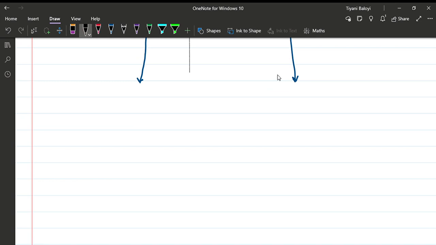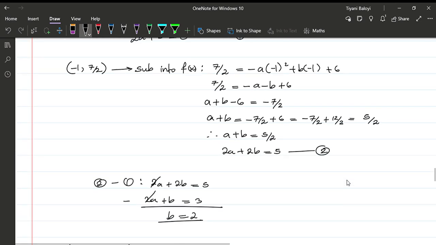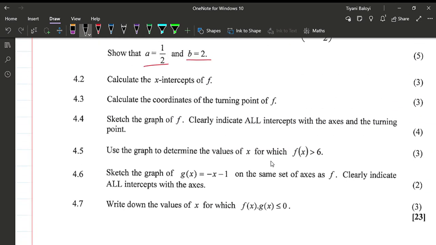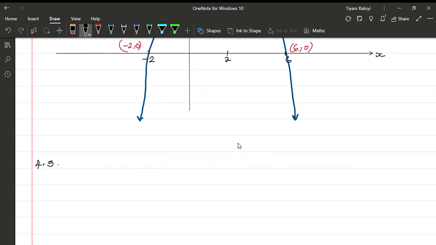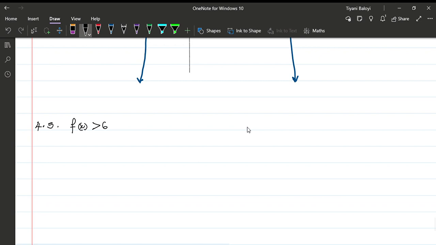So we can go to 4.5. So what they want us to do in 4.5 is to use the graph to determine the values of x for which f of x is greater than 6. So let's get to it. What does it actually mean when they say that the f of x is greater than 6, it's a graph. How can it be greater than 6, right? So we know that f of x, right, these values are our y values, right? So we need the x values for which the y values are greater than 6. What does it mean? So our y values of f greater than 6, right? So let's just draw a line.